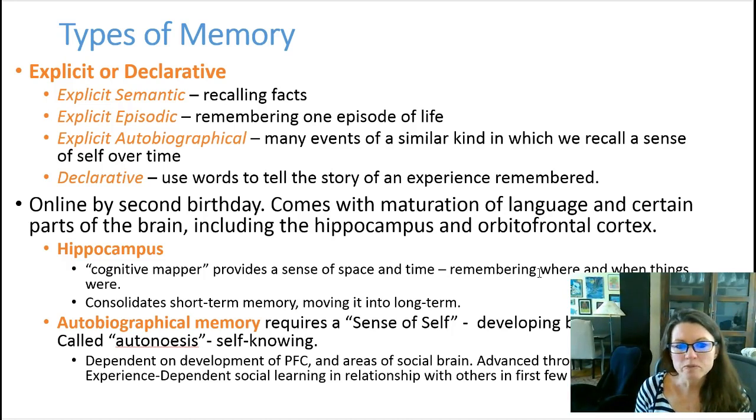It also depends on maturation of certain parts of the brain, including the hippocampus and the orbitofrontal cortex. We've mentioned these before, and we're going to do a little bit more with them. The hippocampus is that cognitive mapper. It provides a sense of space and time, remembering where and when things were. For your autobiographical memory, that's important because it helps you recall who you were within a certain experience.